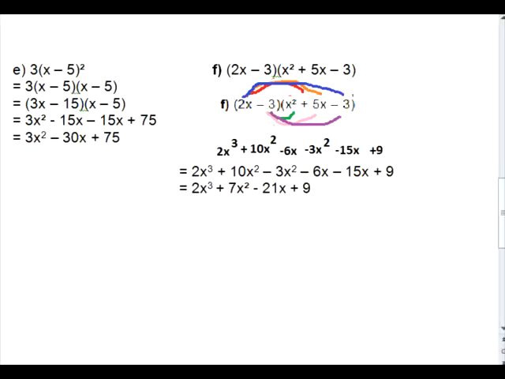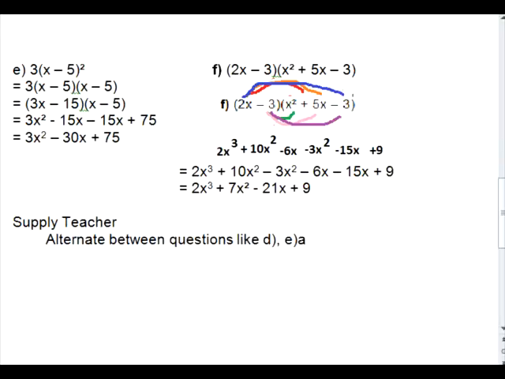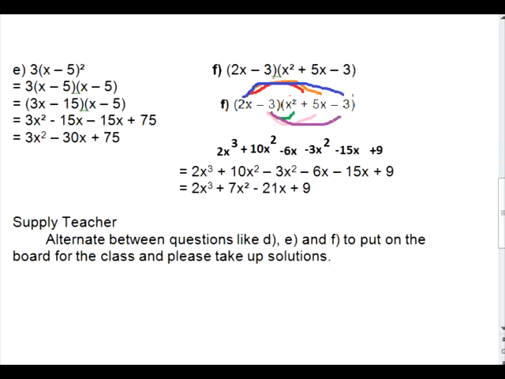Okay, now, I think that's all I'm going to do today is just recap what happened on Friday, because this is a very important subject, this foiling stuff. I'm just going to ask the supply teacher to alternate between questions like D, E, and F to put on the board for the class. And please take up solutions.